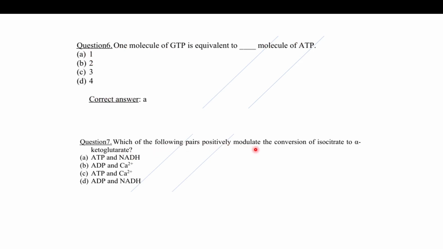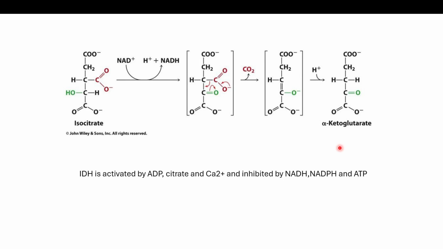Which of the following pairs positively modulate the conversion of isocitrate to alpha ketoglutarate? We looked at the regulators of the Krebs cycle, right? Isocitrate and alpha ketoglutarate are both intermediates of the Krebs cycle or TCA cycle. The correct answer is option B, which positively regulates the conversion. Higher levels of ADP and calcium ions help in the forward conversion of isocitrate to alpha ketoglutarate.